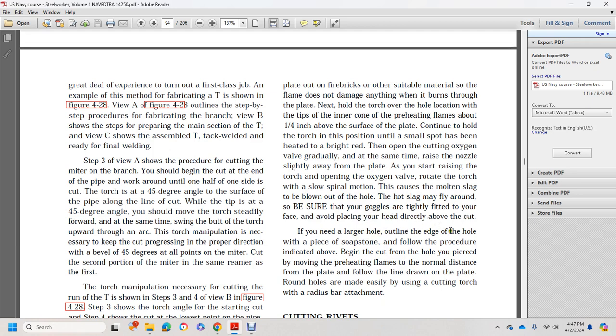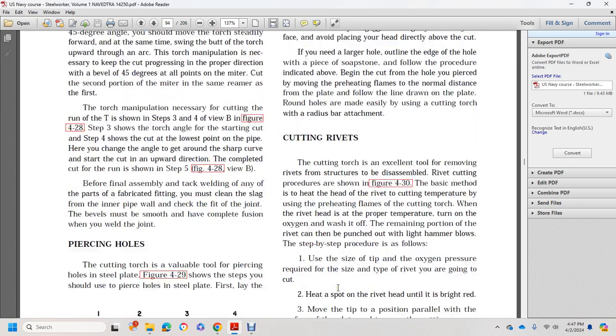If you need a large hole, outline the edge of the hole, then pierce using the procedure indicated above. Begin the cut from the hole you pierced, and move the preheating flame at a normal distance from the plate along the line drawn on the plate. Round holes are made easily by using a cutting torch with the radius bar attachment.